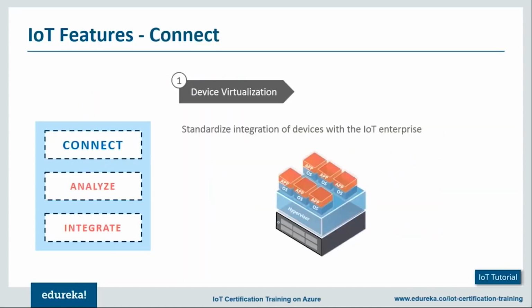Now the first stage of connect is device virtualization, because what you need to first do is standardize the integration of the device to the enterprise platform which is present on the cloud. It could be present on a cloud, it could be present on a server, but again it's all going to be connected through the internet. So I need to ensure that a certain level of standard is present on the device so that it can connect to my Internet of Things platform.